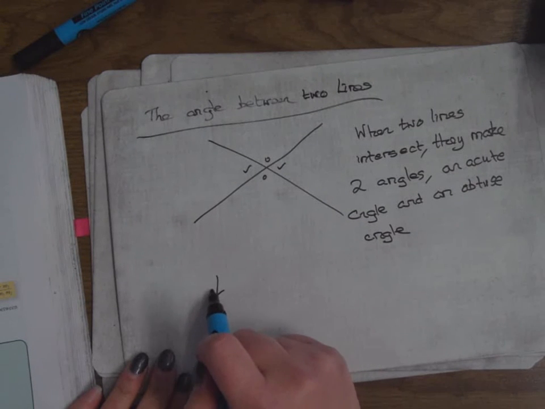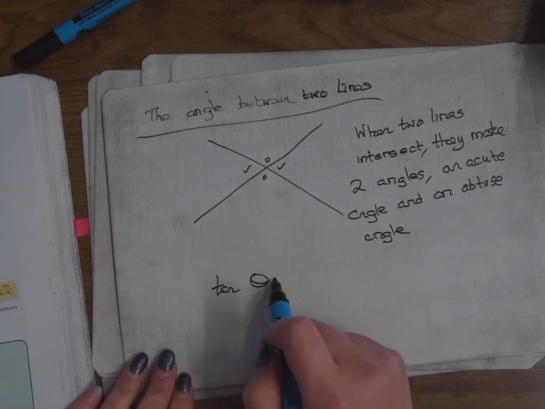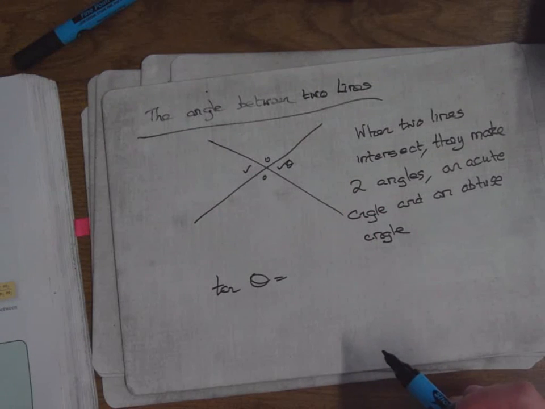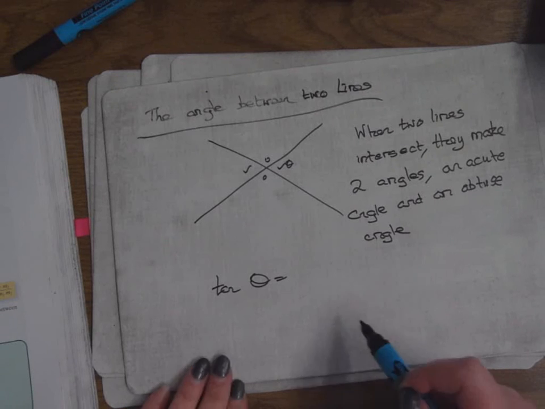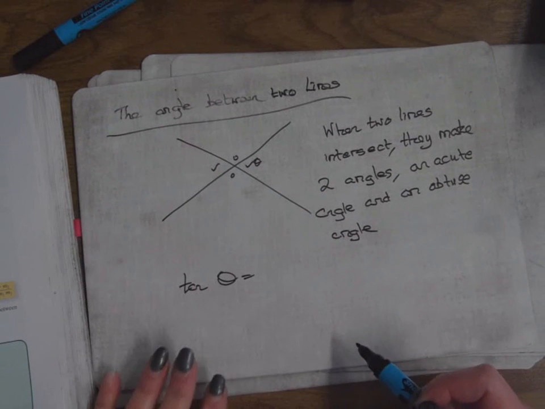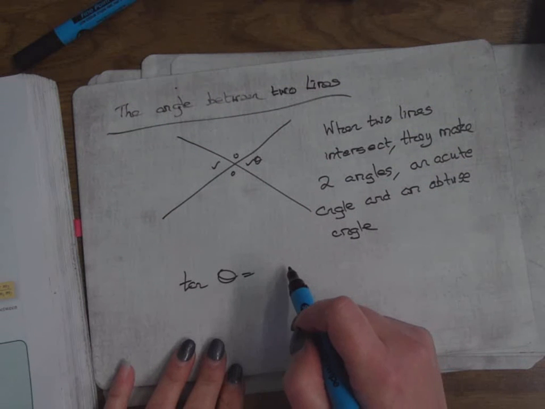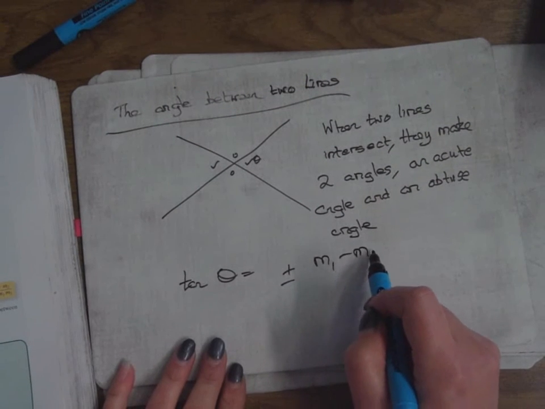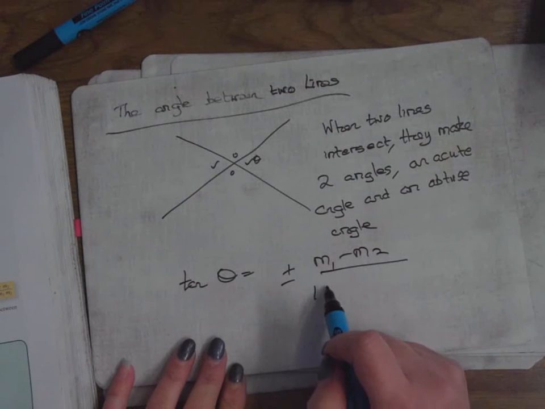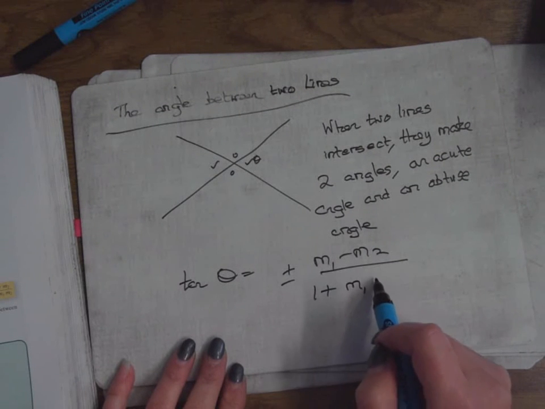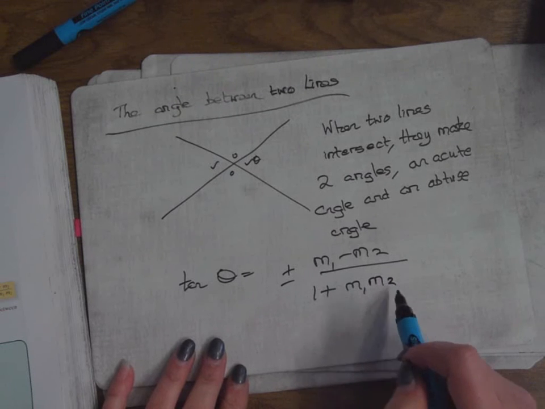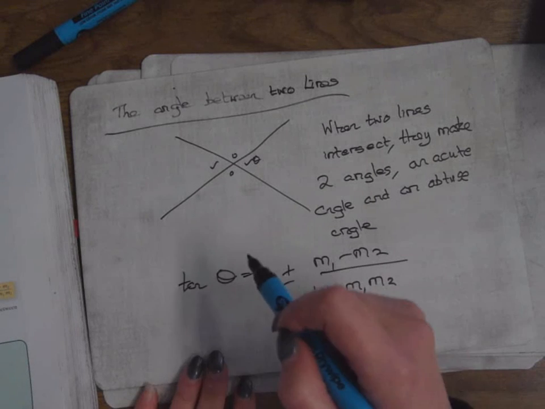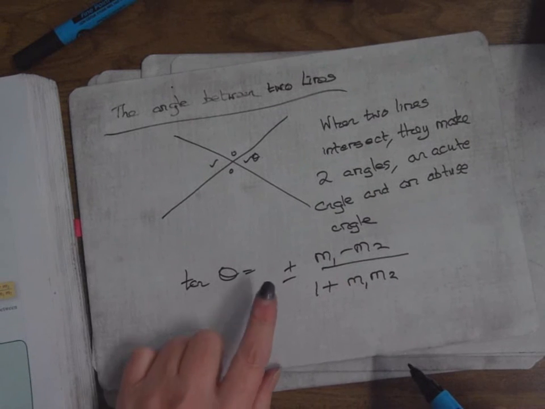And tan of theta, right? Okay, and you can call any of these. Theta is just a Greek letter, like A, B, C, X, Y, whatever. Okay. Mathematicians love Greek letters because lots of maths came from Greece. Plus minus m1 minus m2 all over 1 plus m1 multiplied by m2. Okay? What does m stand for? Slope. Right? So the tan of the angle that they make, plus minus.